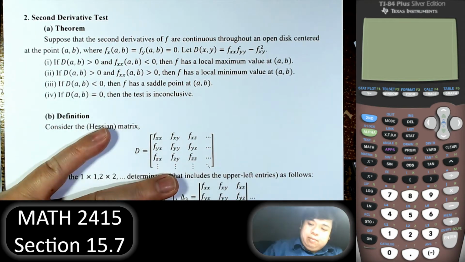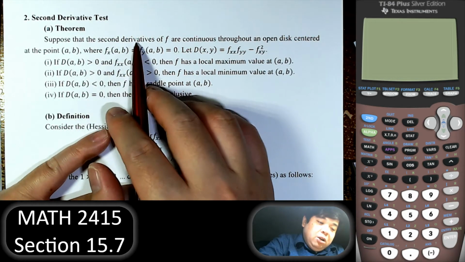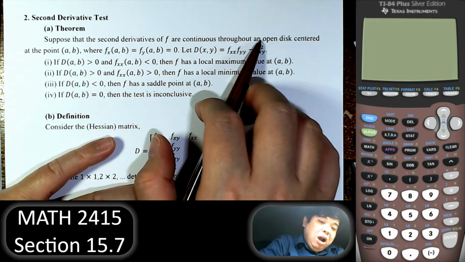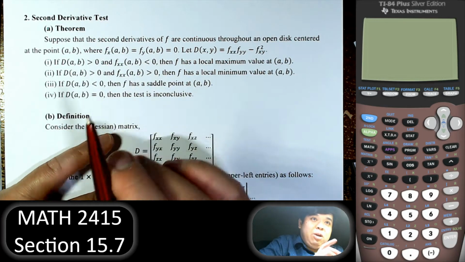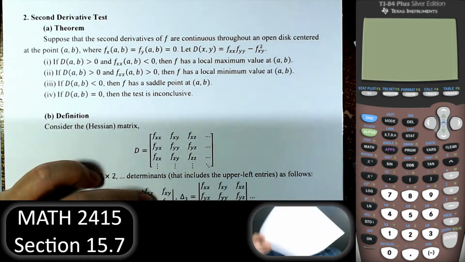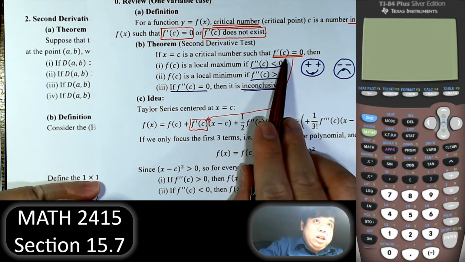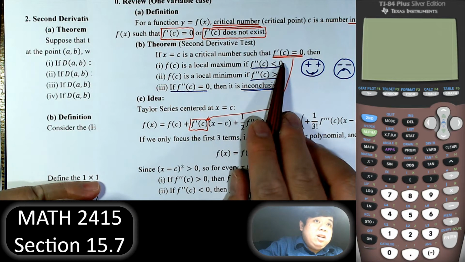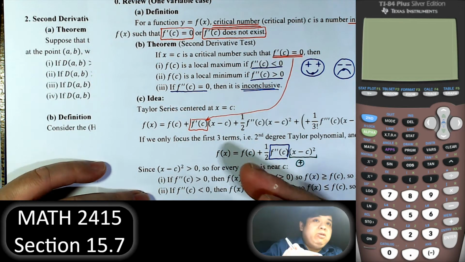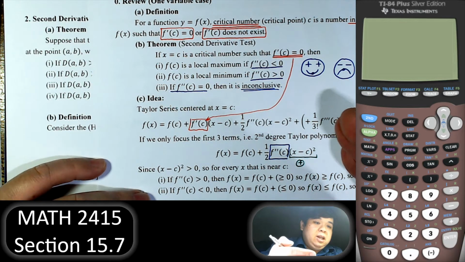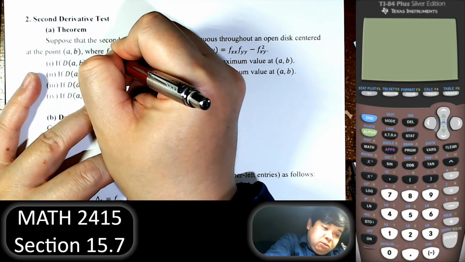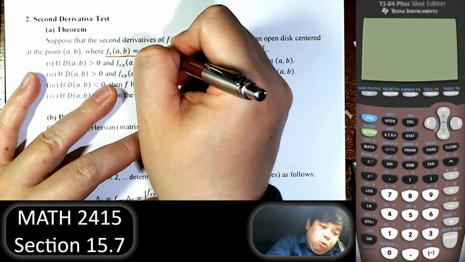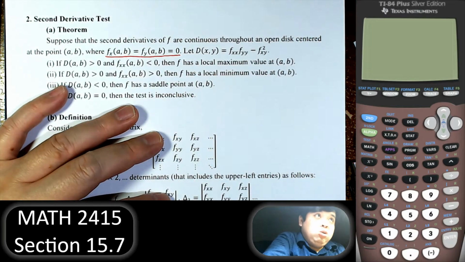Right. Suppose the second derivatives are continuous throughout an open disk centered at the point, and the partial derivatives equal 0. Right. The second derivative test, in count 1, the first derivative has to be equal to 0. If the first derivative does not equal 0, there's no second derivative. We have to have the first derivative in order to have the second derivative. And if we have the first derivative, it has to be 0. So make sure that it is a critical point. So the partial derivatives equal 0. We need that first.